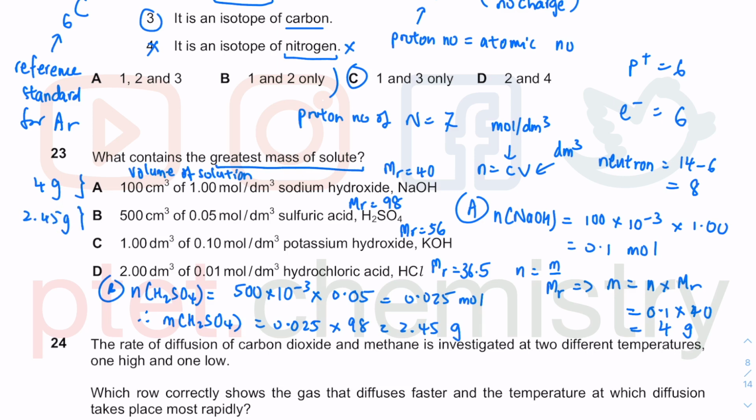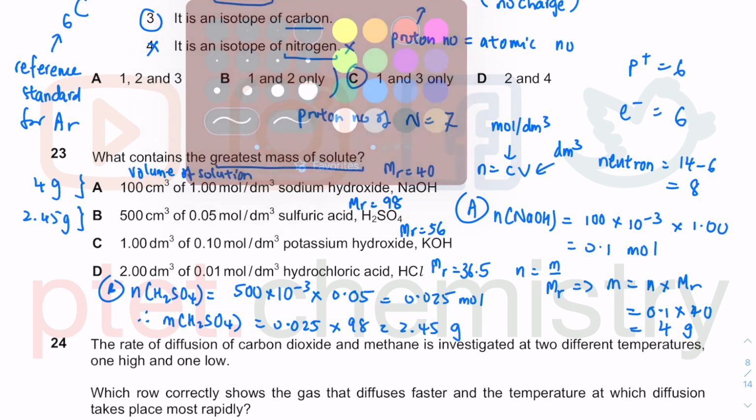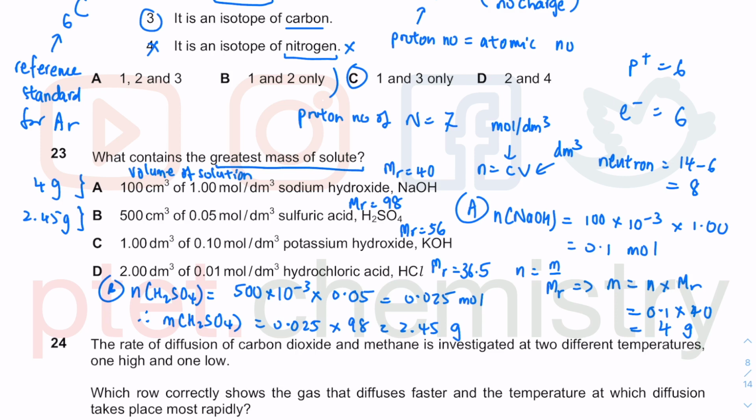Now I run out of space for these, but you should be able to write anyway. If I just do the calculation, 1 dm cube times 0.1 is 1 mole. 1 mole times 56, this gives me 5.6 gram.